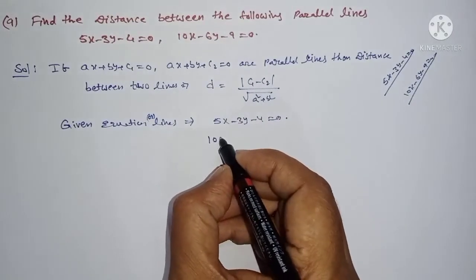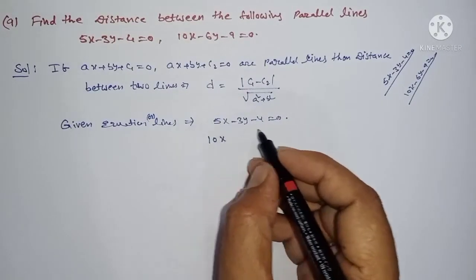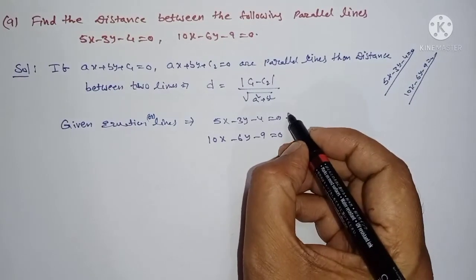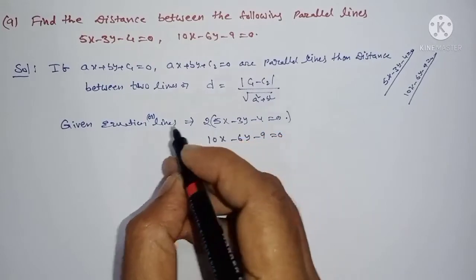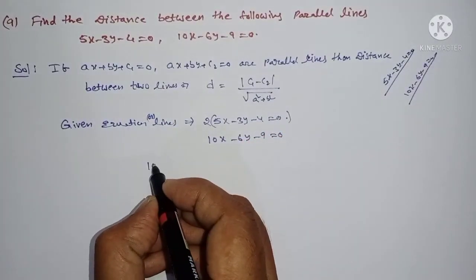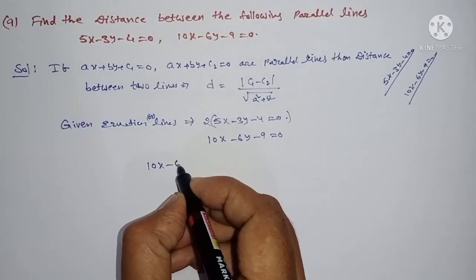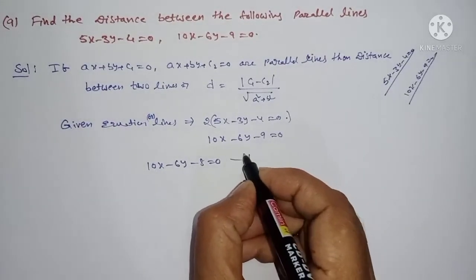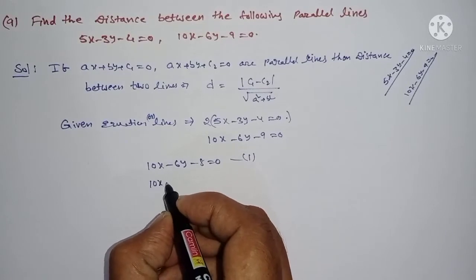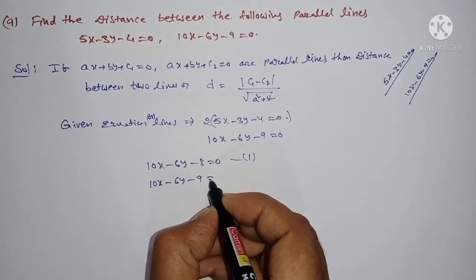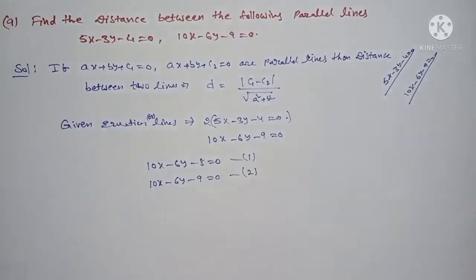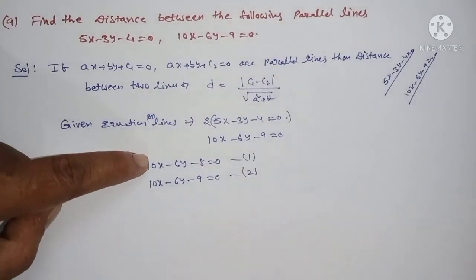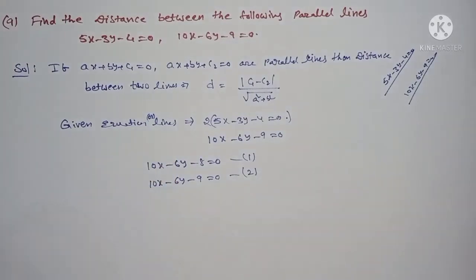Comparing here, is the coefficient of the x term the same or not? Observe here. Or you can multiply this equation by 2. What happens? There is 10x minus 6y minus 8 is equal to 0, and the second one is 10x minus 6y minus 9 is equal to 0. These two lines are parallel, because C1, C2 is changing. The x coefficient and y coefficient must be the same.